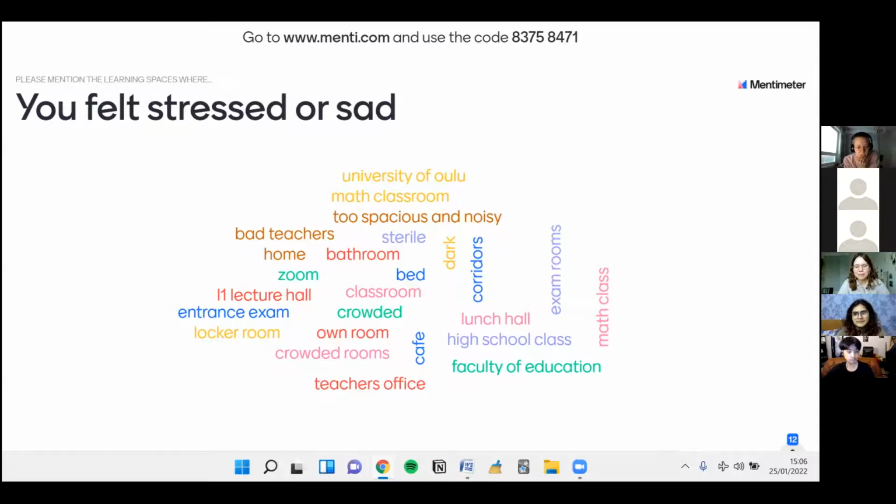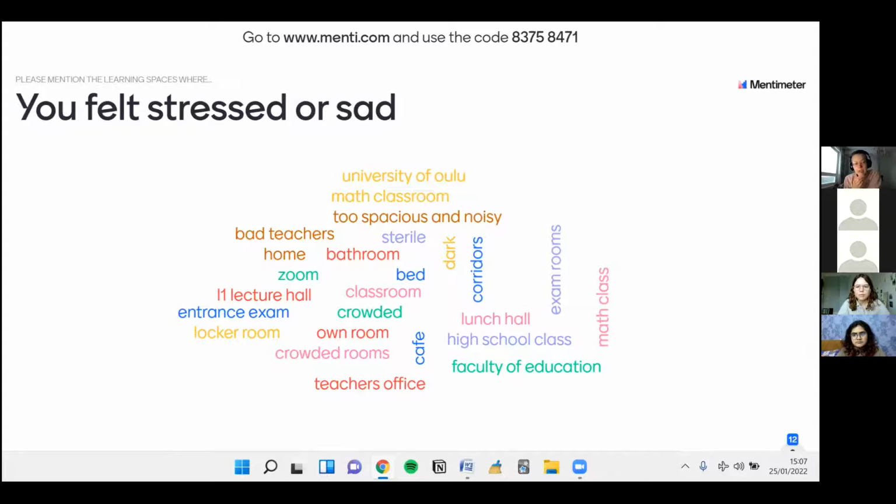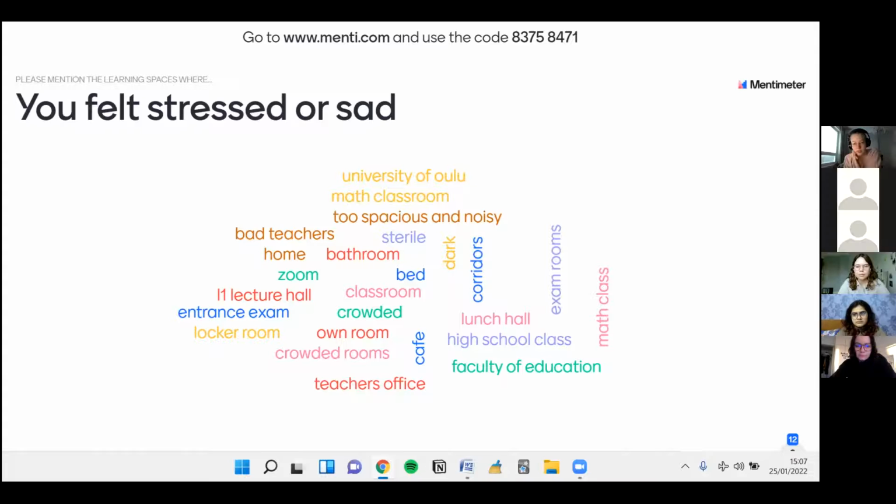Actually, just looking at these, some of these are less about the physical space and more about other factors. But even so, I'm just thinking of these words and wondering what associations they have with the people who put them in. For example, University of Oulu is of course a super wide word. It can refer to almost any of the classrooms, any of the hallways or the yard areas or anything like that.